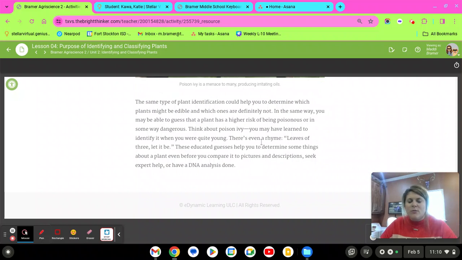You know, that's why we put them into these different classes so that we can categorize, because there's like over 400,000 different types of plants. We need to categorize them, so that helps narrow the search.